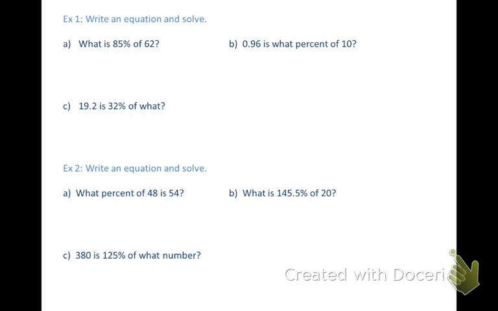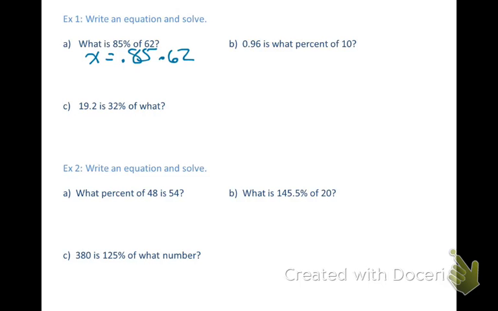Okay, example 1, write an equation and solve it. So what means what in math? X, or a variable. A variable. Is what? Equals 0.85. Very good. Just turn it into a decimal. Times 62. And that equals what? I'm going to let you use a calculator.